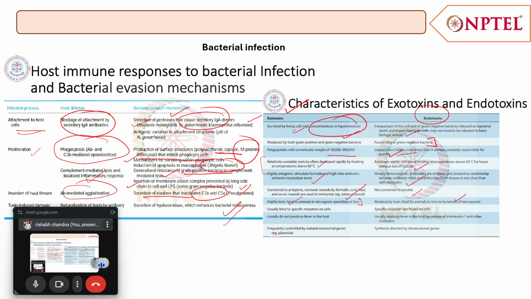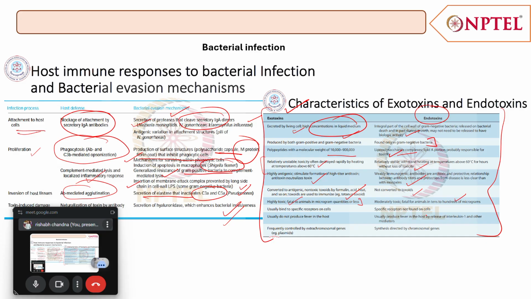So the concentration of endotoxin needed for its toxicity is high as compared to the exotoxins. The exotoxins usually bind to specific receptors on cells, but the receptors in the case of the endotoxins are not found on the cells. Exotoxins do not produce fever in the host, but the endotoxins produce fever in the host by releasing IL-1 and other mediators. Exotoxins are frequently controlled by extrachromosomal genes, for example plasmids, while synthesis is directed by chromosomal genes in the case of the endotoxins.